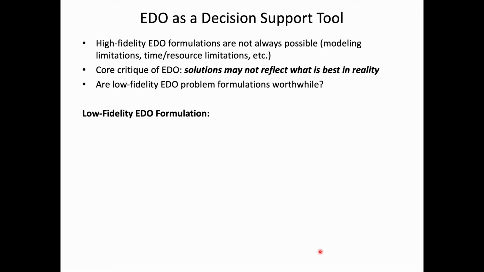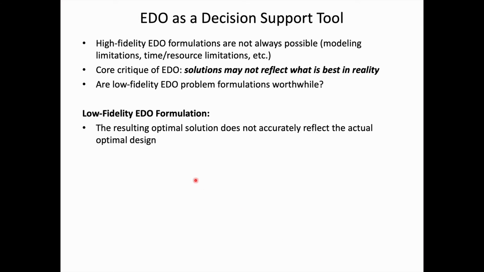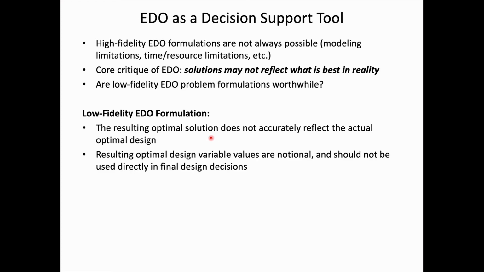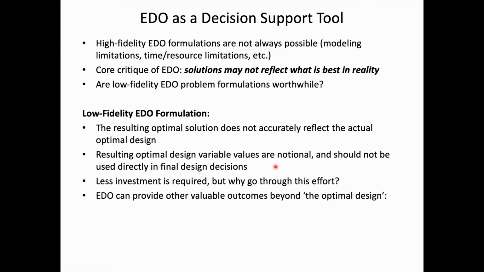Let's have a look at what this might look like. In this case, the resulting optimal solution does not accurately reflect the actual optimal design. The resulting optimal design variable values should be seen as notional and should not be used directly in final design decisions. A lot less investment is required, but why go through this effort if we can't use the result in our actual design? There could be other valuable outcomes beyond producing the optimal design.